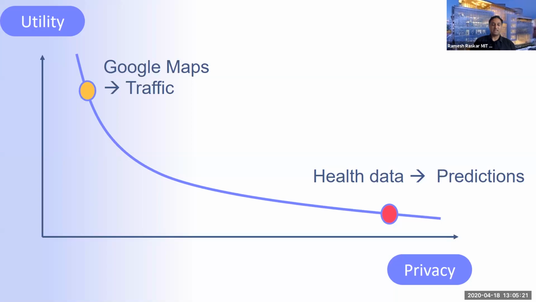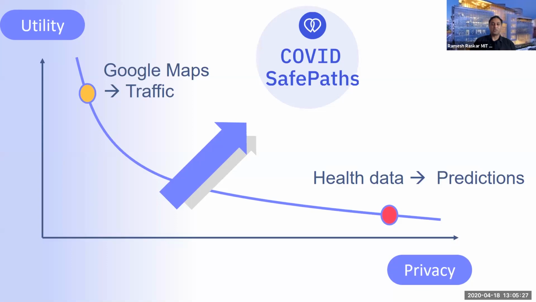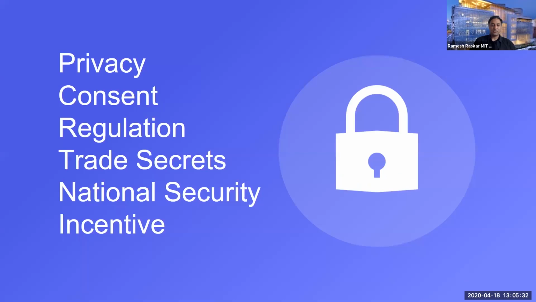So it seems like privacy and utility are in conflict, but solutions like Govt Safe Paths will show us that we can actually achieve both utility and privacy at the same time. And by privacy, we don't simply mean your privacy on a Facebook or a Twitter platform, but it's also about consent. It's about health regulations. Often it's trade secrets between health organizations and pharmacy players and insurance players. Sometimes it's national security because the social graph of a country is very important to keep secret. And after all this, what's an incentive for a healthy person to participate in this system? So there are many challenges there.